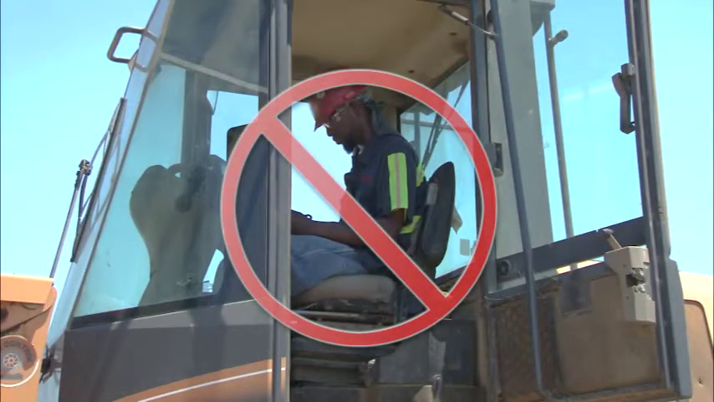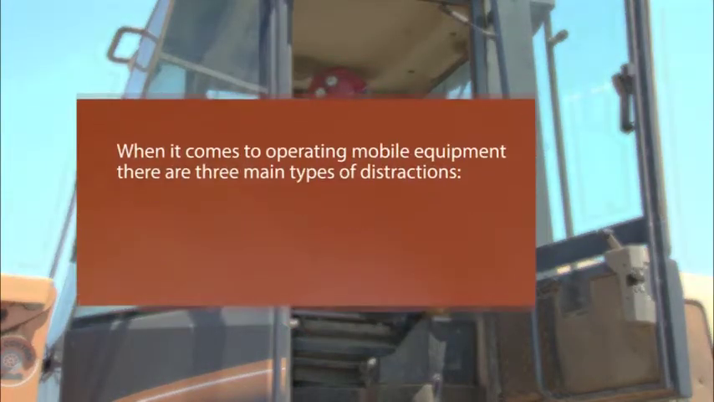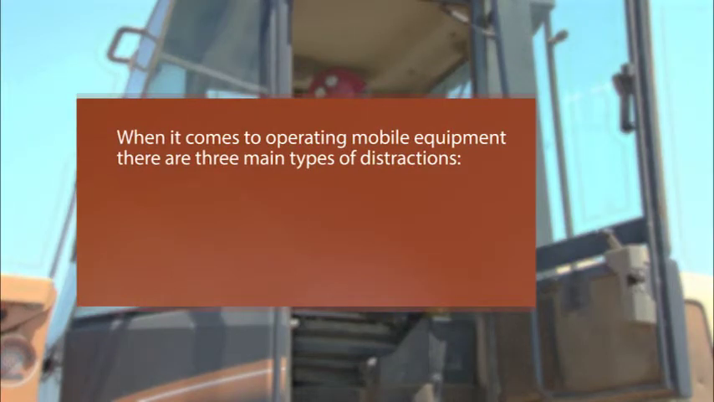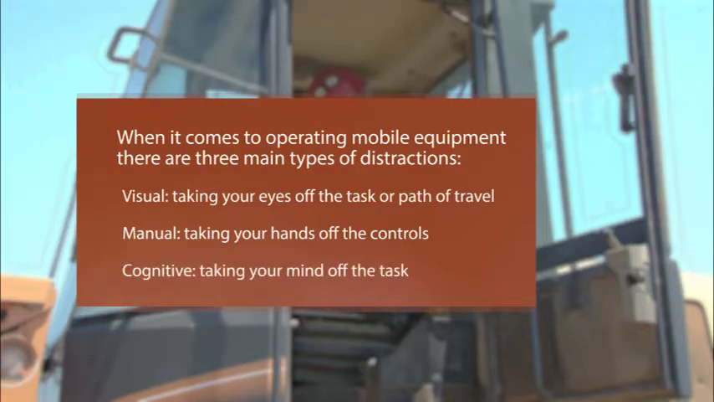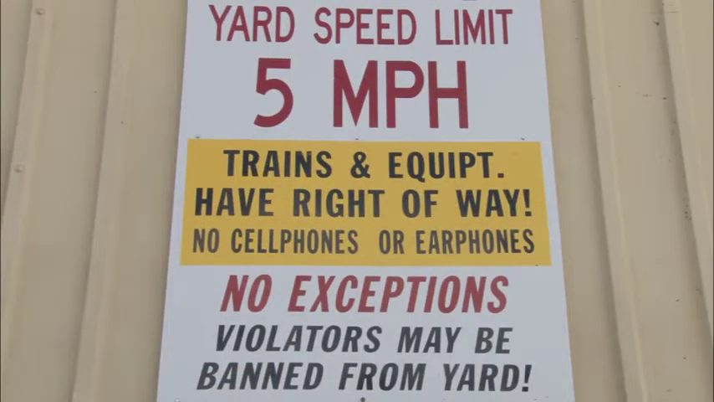Operators must eliminate distractions. When it comes to operating mobile equipment, there are 3 main types of distractions. Visual, taking your eyes off the task or path of travel. Manual, taking your hands off the controls. And cognitive, taking your mind off the task. Always observe your facility's traffic and cell phone regulations.